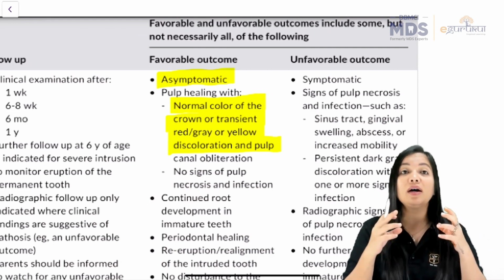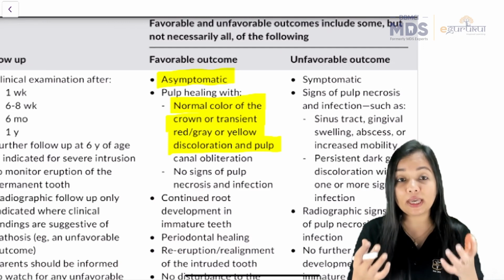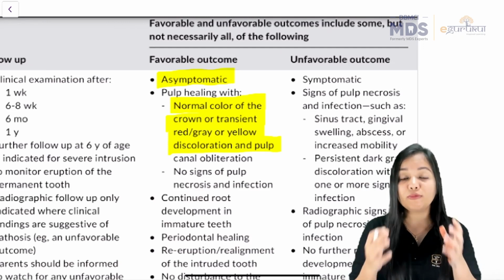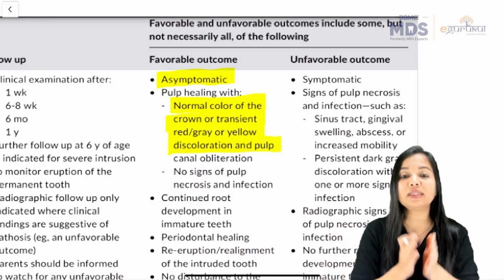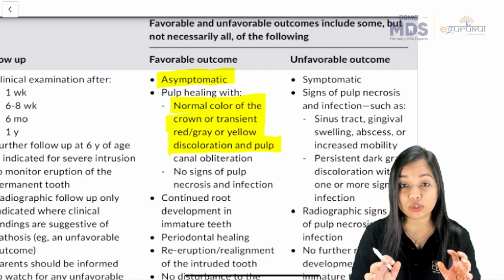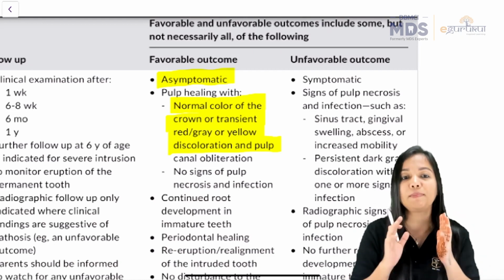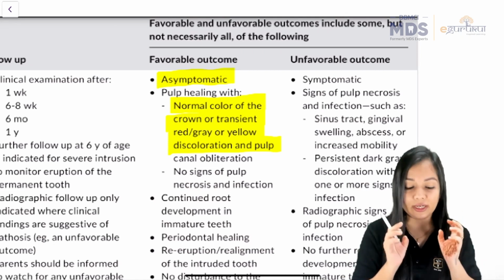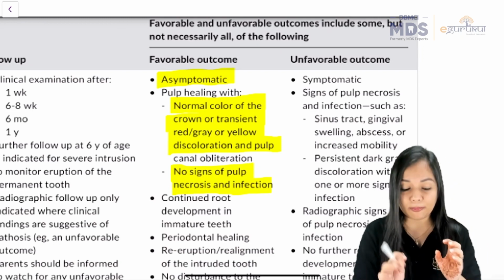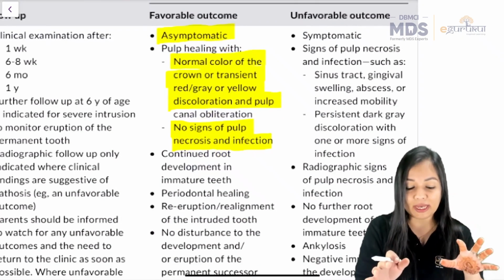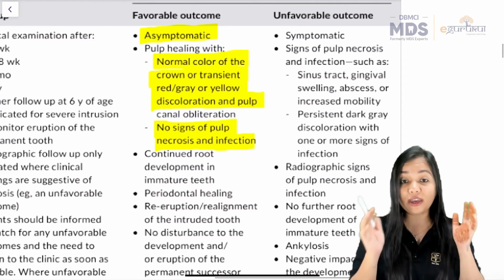So basically, an unfavorable outcome will show a grayish or blackish discoloration of the tooth, which will mean that the pulp has necrosed. If the tooth crown is of perfectly all right color, that means the pulp is in perfectly all right condition. So there have to be no signs of pulpal necrosis or infection. The continued root development takes place. There is periodontal healing, re-eruption, realignment, everything. So that's a favorable outcome.